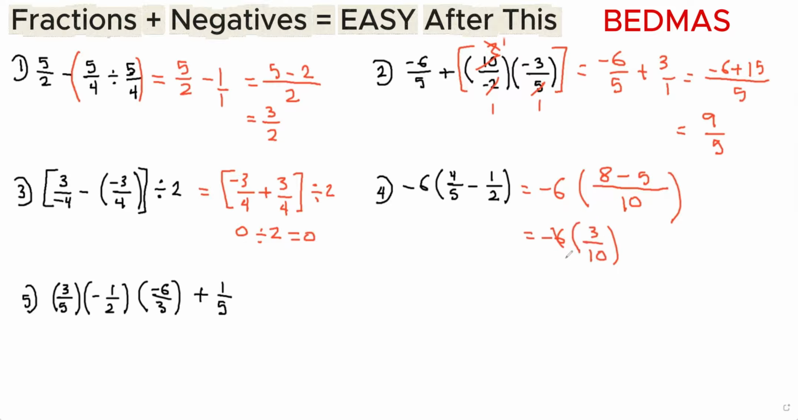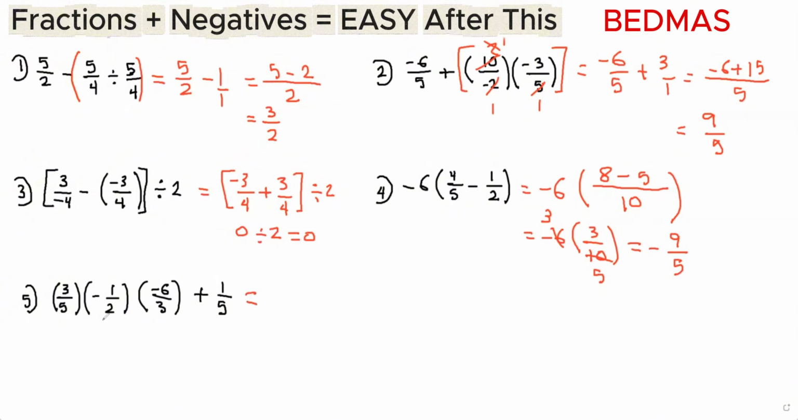3 over 10. 2 goes into 6 3 times. 2 goes into 10 5 times. And then we cannot reduce anymore. Now you just multiply that, and the answer is going to be negative. Multiply the 3 into the 3, you get 9. And you don't multiply the 5 by anything.